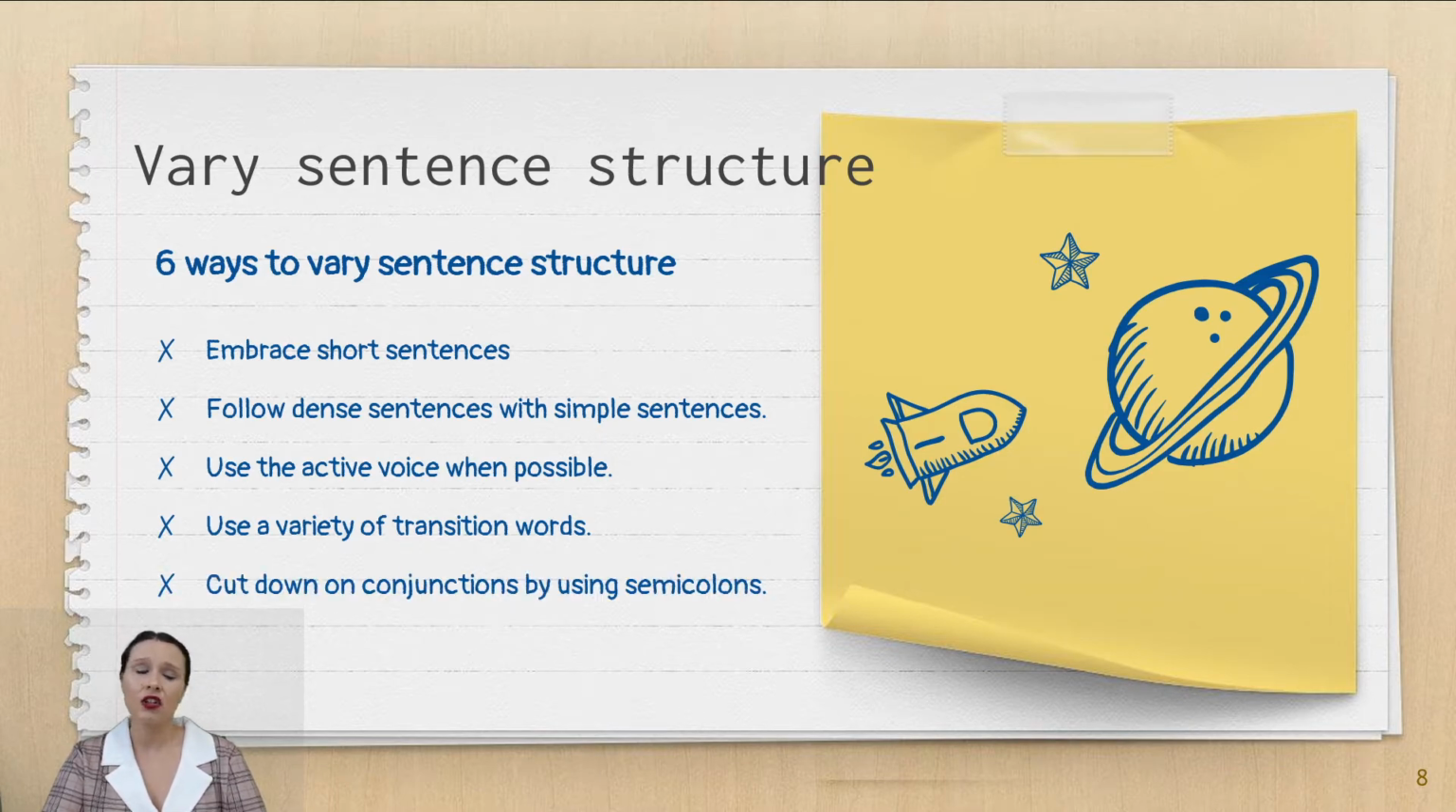And then cut down on conjunctions by using the semicolon. This is also easier for the reader, and it gives them some time to breathe in. And then lastly, wherever possible, make use of rhetorical questions. So there are 6 different ways which you can try to vary your sentence structures, but don't worry about this too much.